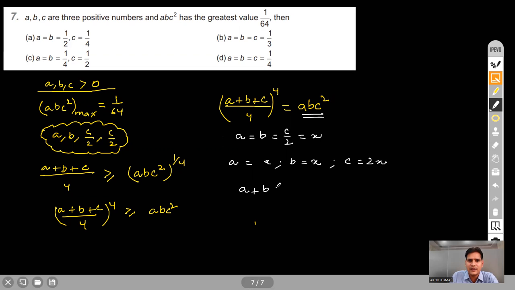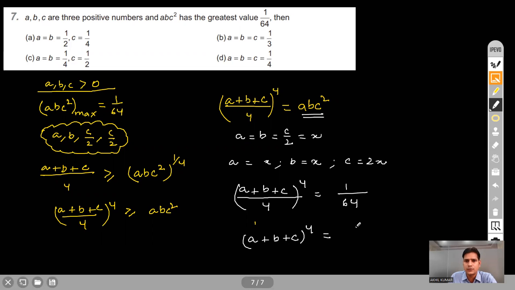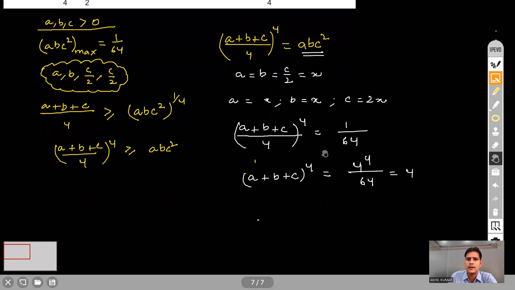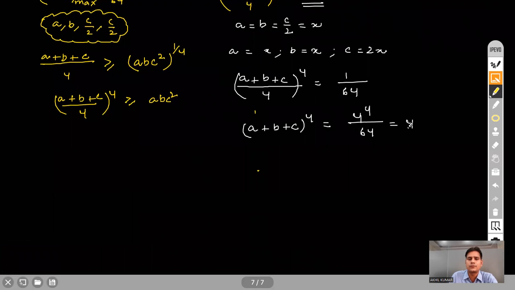Okay. Now I will be putting this maximum value of A, B, C square here. So we will get A plus B plus C by 4 whole raised to power 4 is equal to 1 upon 64, right? The maximum value of A, B, C square is 1 upon 64. So from here, we will get A plus B plus C whole raised to power 4 is equal to 4 raised to power 4 upon 64. So it will become 4, right? A plus B plus C whole raised to power 4 will become equal to 4.